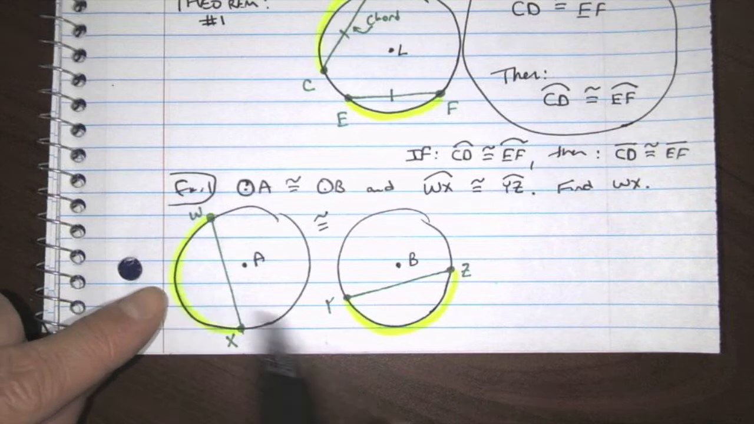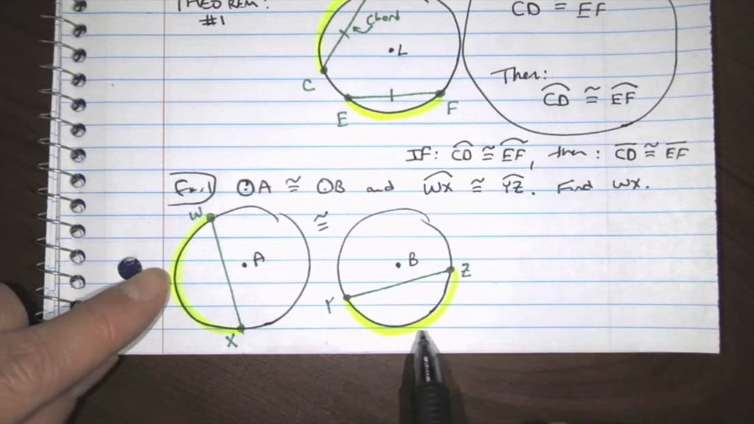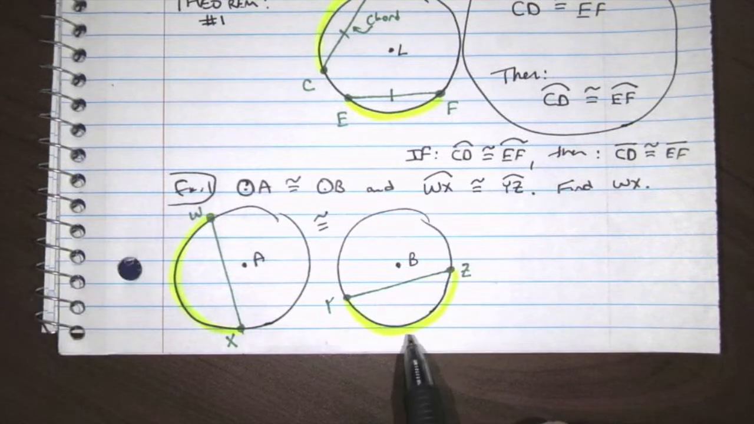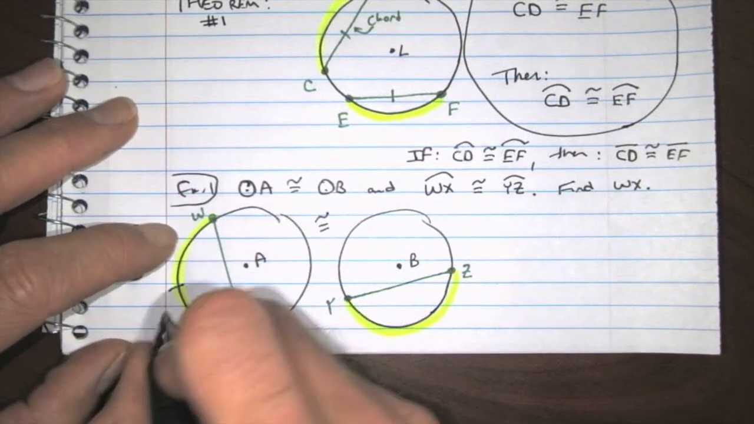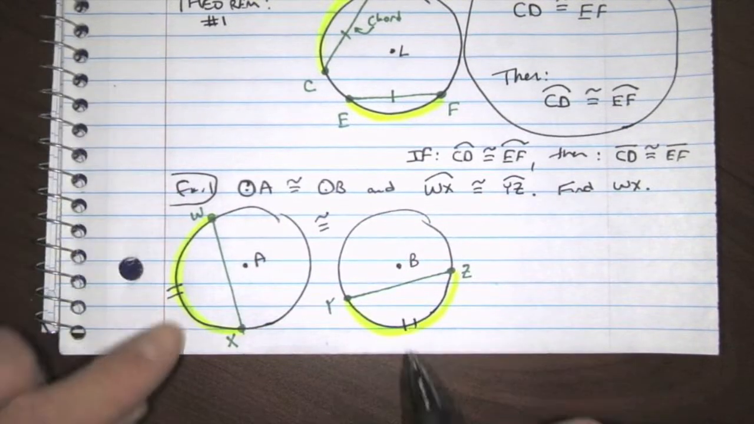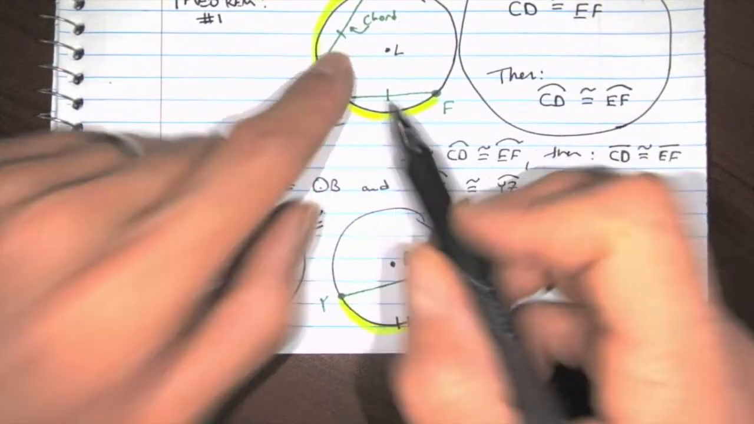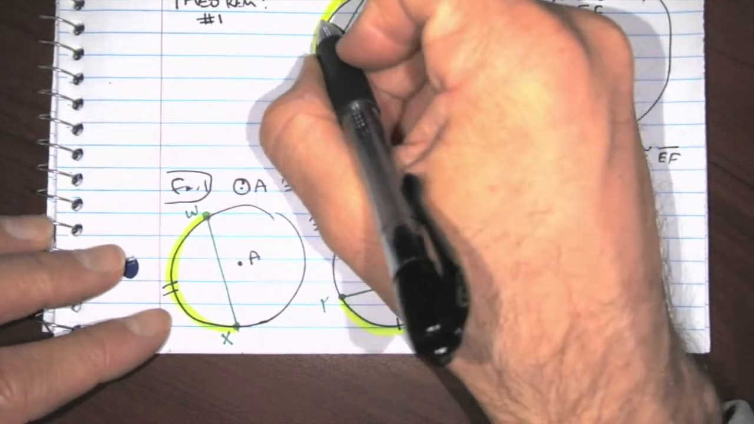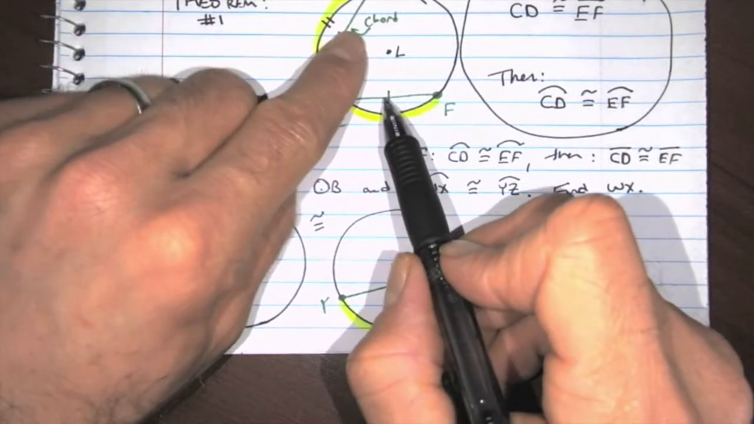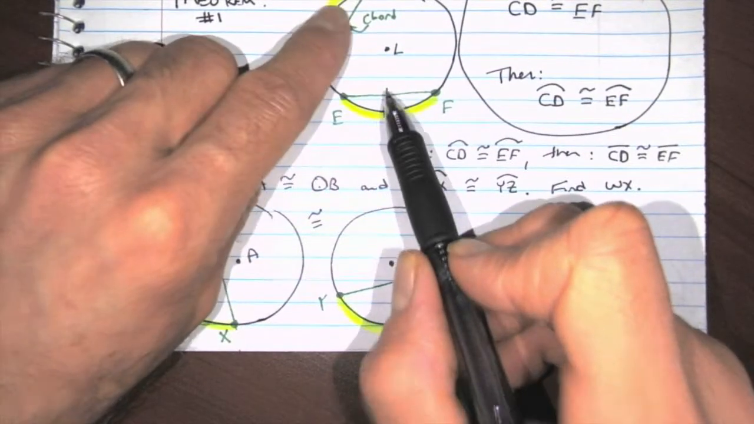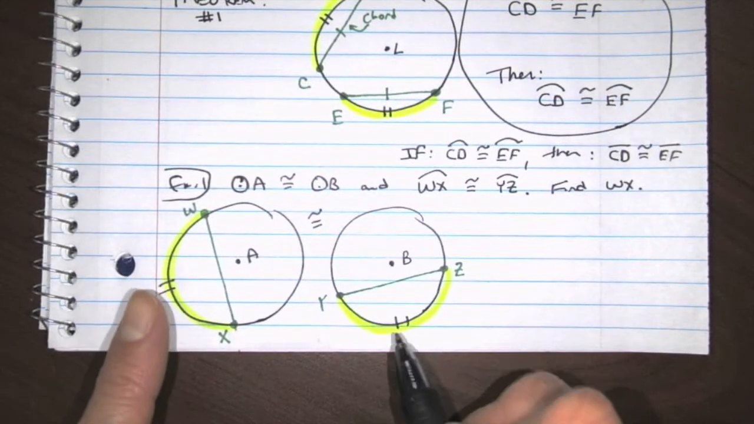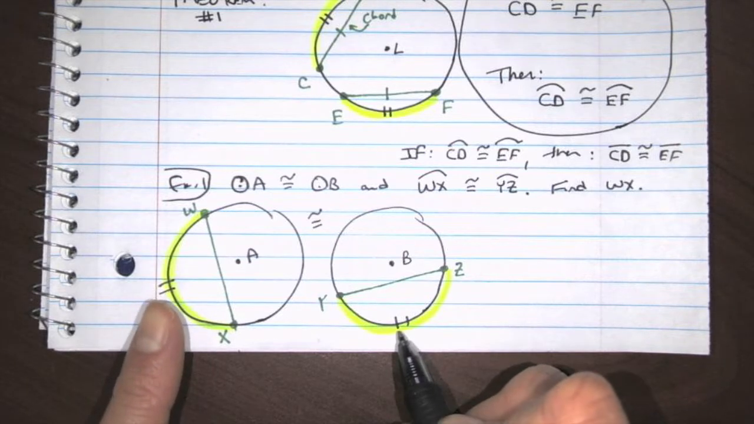Alright, these yellow arcs are congruent. Okay. Let's do a double tick here. You could do single ticks, double ticks on the arcs, just like what we did up here with the single ticks on the chords. Let's make a double tick here, double tick there. If the chords are the same, the arcs are the same. If the arcs are the same, the chords are the same. Alright, so these arcs are exactly the same.